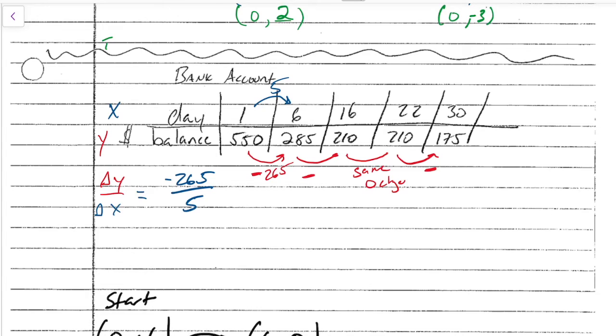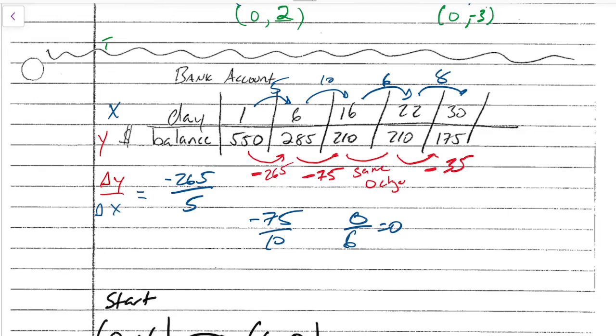Next one, that would be down $75, but that was in 10 days. All right, so down 75 in 10 days. The next one, it was 0 in 10 days, not 10 days, but 6 days. Still equals 0 regardless. And then the last one was down 25, 35 in 8 days. So negative 35 over 8.